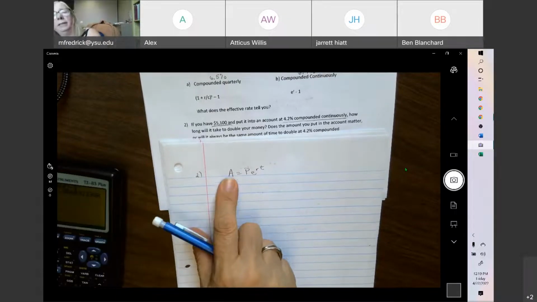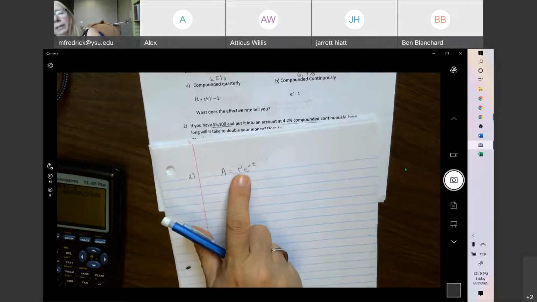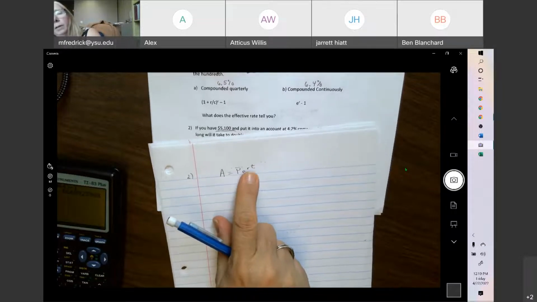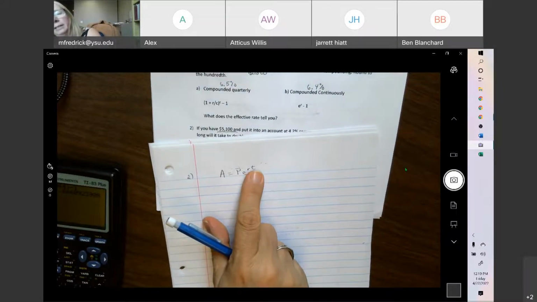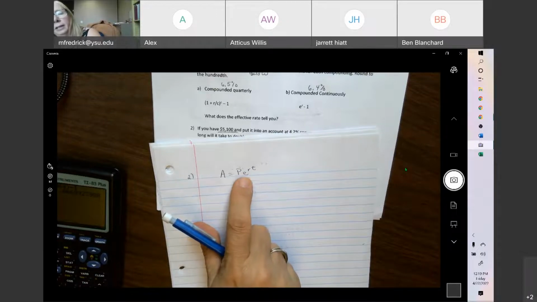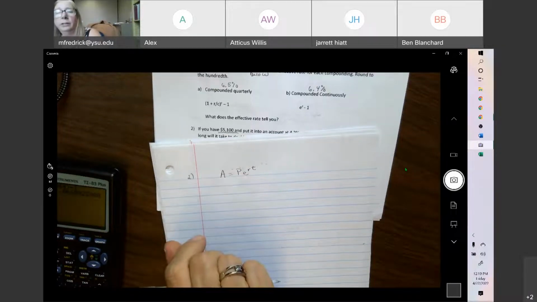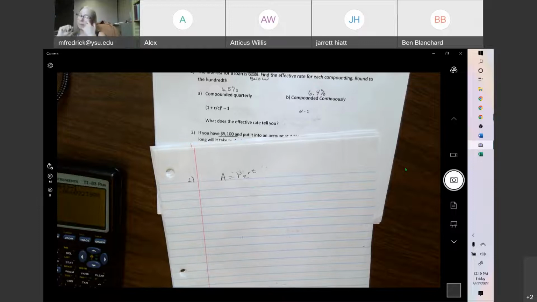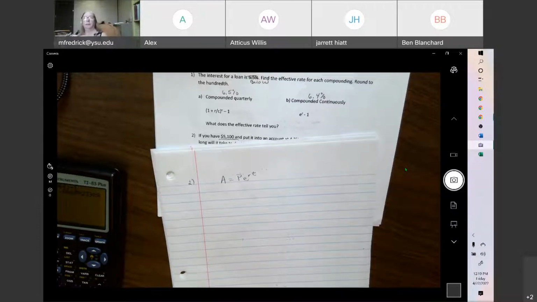A is the amount at the end, the total amount. P is the starting amount. R is the rate. T is the number of years. And E is the function in your calculator. Any questions on the variables?